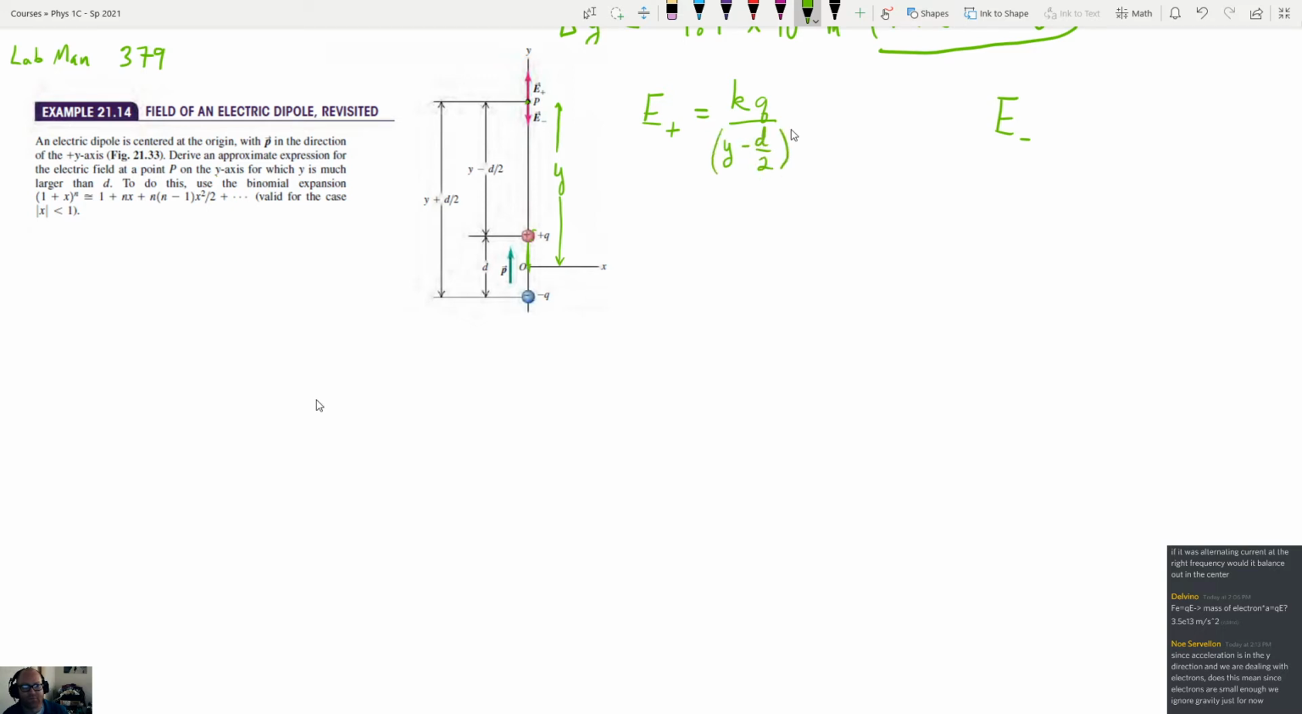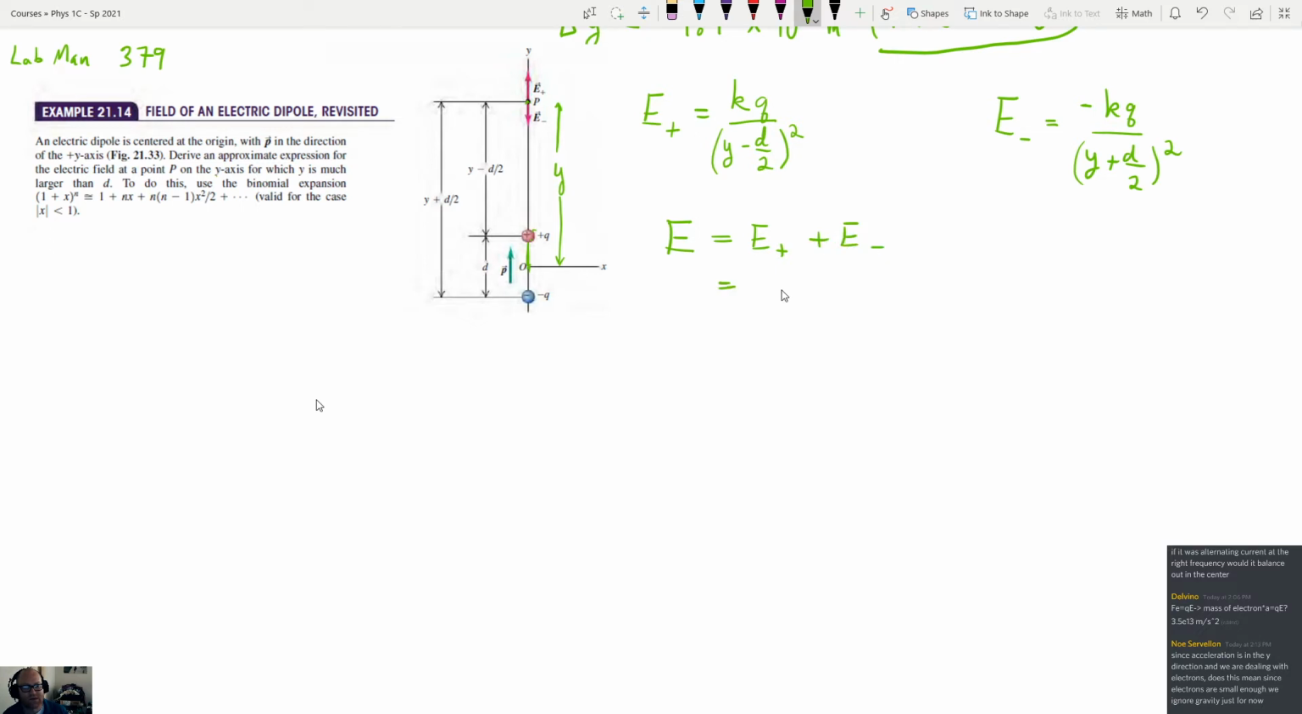And we have to square it. So that's the electric field for the positive charge. For the electric field of the negative charge, I'm just going to put a negative sign out here to indicate that it points in the opposite direction as the positive charge. And the distance, in this case, is going to be y plus d over 2. We'll square that. So the net electric field is going to be E plus E minus.